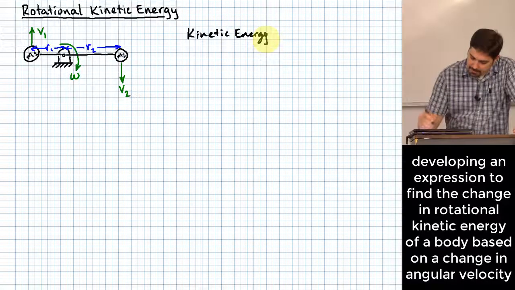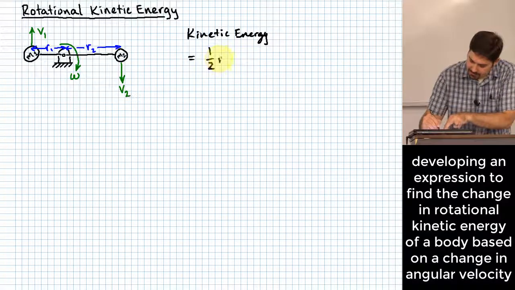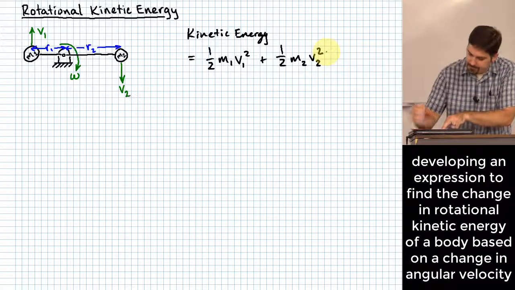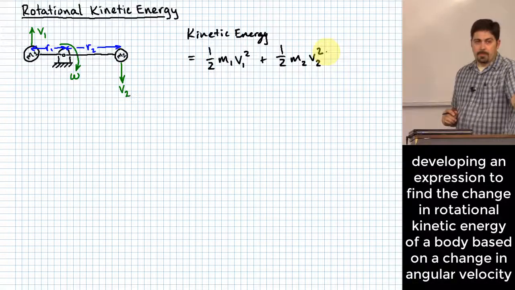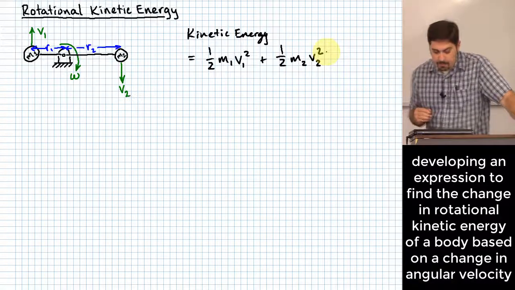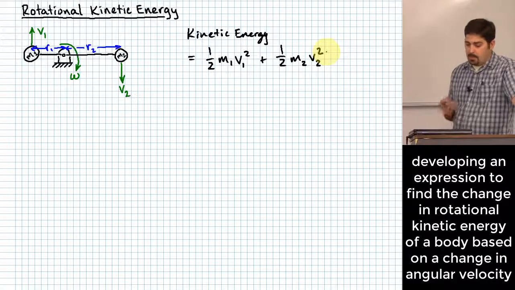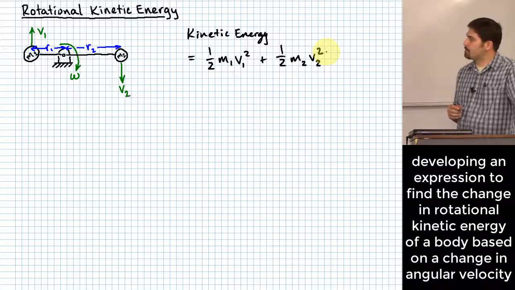is just the sum of 1/2 M1 V1 squared and 1/2 M2 V2 squared. Based on what we know and how we can relate omega of this body to the linear velocities instantaneously of mass 1 and mass 2, we can just say that this kinetic energy is just the sum of the two kinetic energies of the two particles.